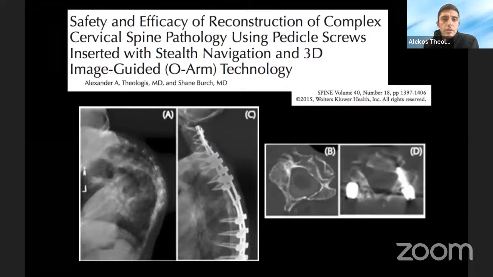Dr. Birch and I wrote a series in 2015 of nearly 40 patients who had subaxial pedicle screws placed with intraoperative navigation. I'm not advocating for one navigation system over another, but if you want to place pedicle screws, this is something that is feasible. And Dr. Birch is on the line tonight, so if you have questions about this, he's a guru in terms of using navigation in the cervical spine. There are some nuances to it because of the mobility in the subaxial spine.